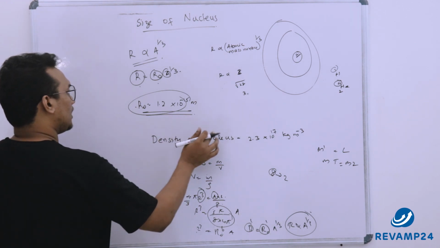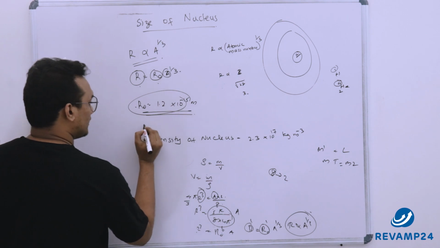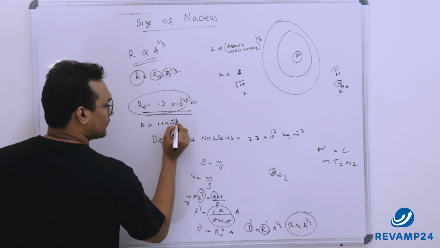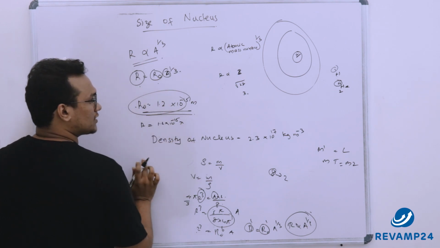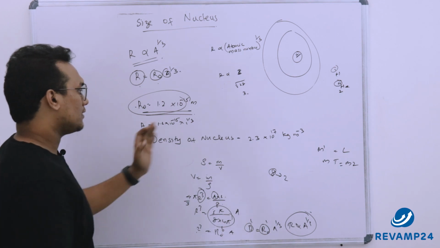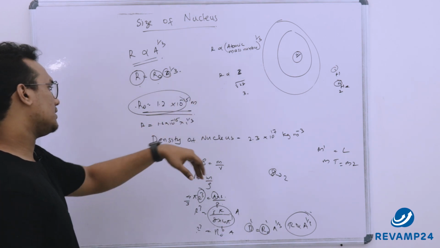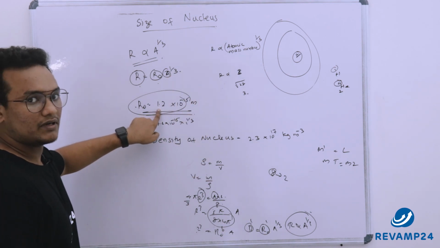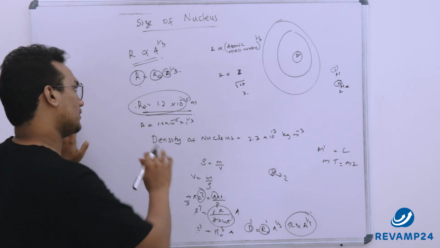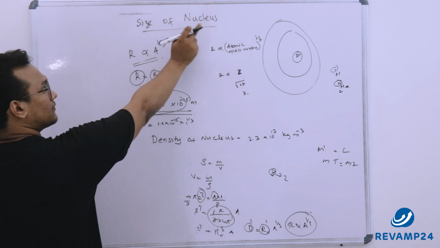For example, what is the radius of hydrogen? That would be r is equal to 1.2 into 10 power minus 15, that is r0, into what is the mass number of hydrogen? 1. So 1 power 1 by 3, that is 1 itself. The value would be the same. So this value is nothing but the radius of hydrogen, the radius of the nucleus of a hydrogen atom. Here I am only going to talk about the size of the nucleus.